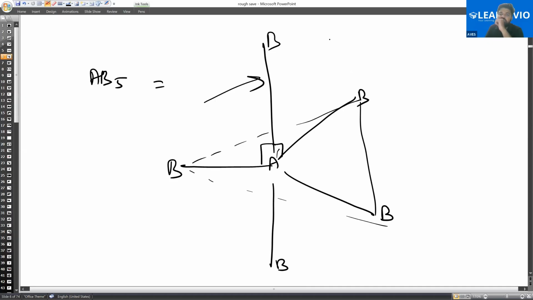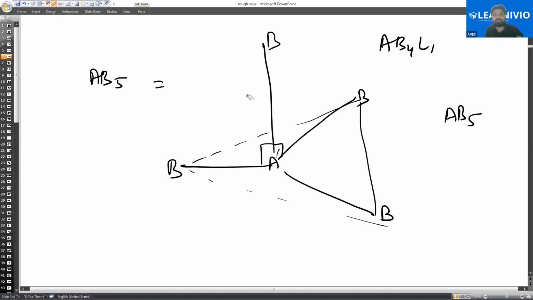Either from the top or the bottom. If you have AB4L1, imagine that AB4L1 is made from AB5 only. L1 means one lone pair. So you remove it, either from the top or from the bottom, and you will have this one. So what would be the shape of this molecule now? It is trigonal pyramidal. That was trigonal bipyramidal.